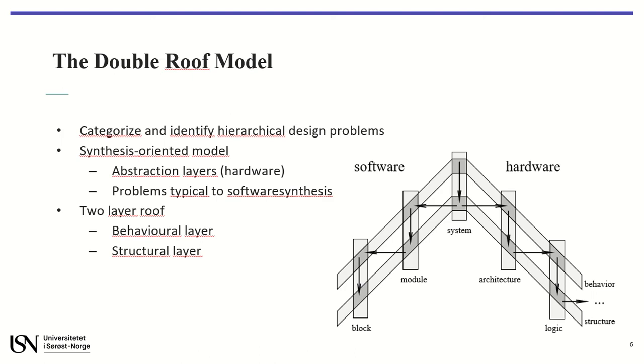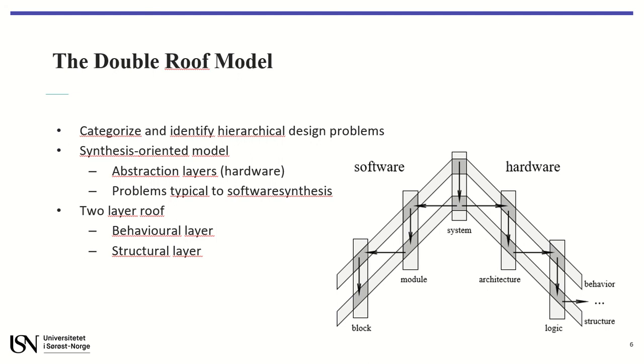Various models have been developed to categorize and identify hierarchical design problems, such as the double roof model. This is to cope with the ever-increasing design complexity of hardware systems. The model is a synthesis-oriented model, where one part of the roof represents abstraction layers, often encountered in hardware design, while the other side of the roof represents those typical to software synthesis.